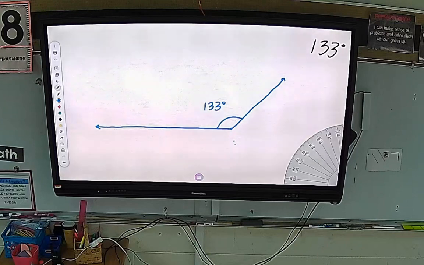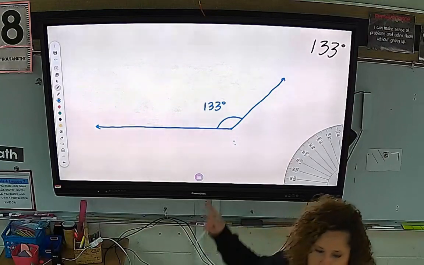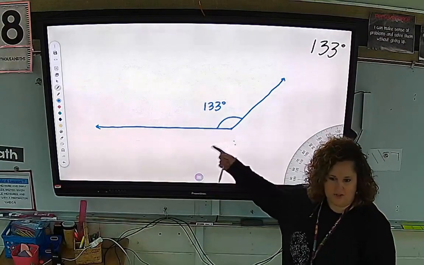Now you can always go back and remeasure your angle when you're done and see if it measures the right amount. She used the bottom line. Now, you see why I used the other side? Because I was close to the edge.